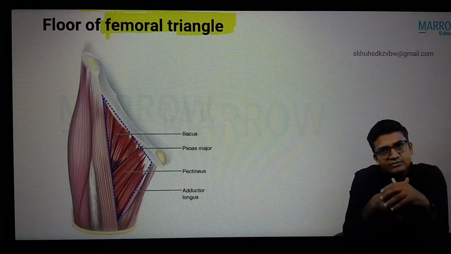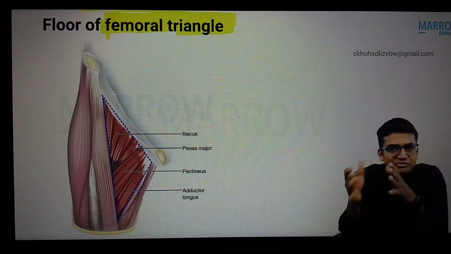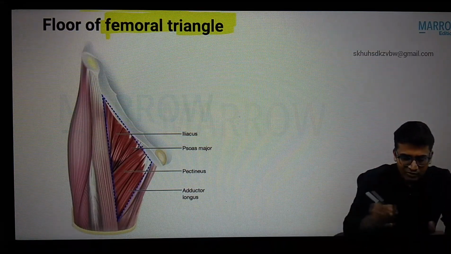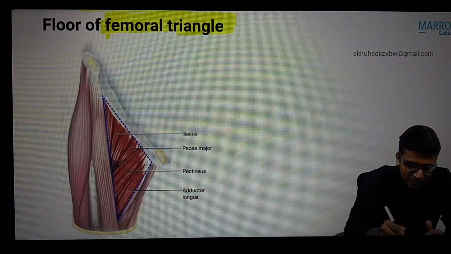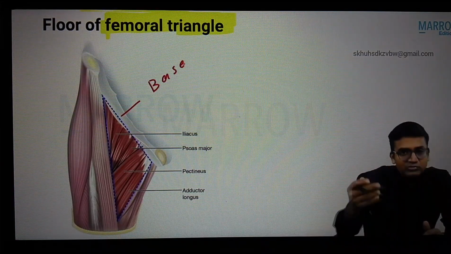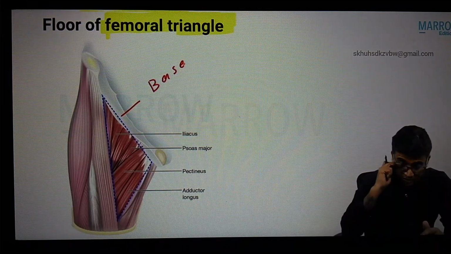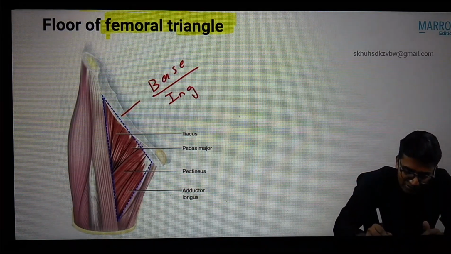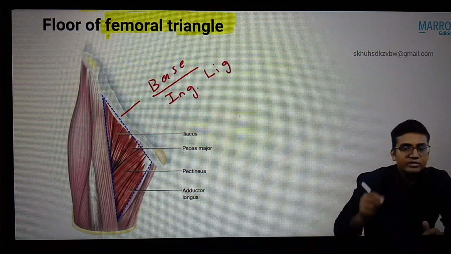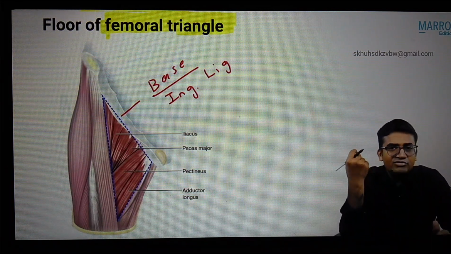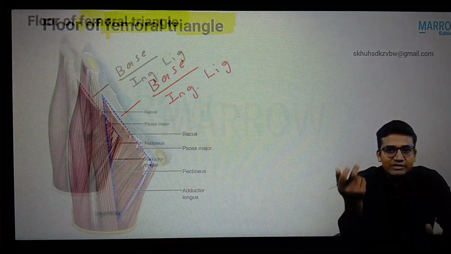First, you have to know the boundaries of the femoral triangle. I told you, femoral triangle is a triangle in the front of thigh in the upper 1/3. Now, what is the boundary? The base is above and the apex is below. The base of the femoral triangle is formed by one ligament. What ligament? Our inguinal ligament. Inguinal ligament we already discussed in the abdomen. It is a thickening of the aponeurosis of external oblique muscle.